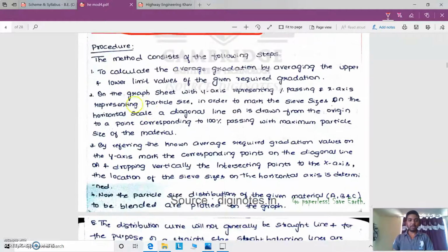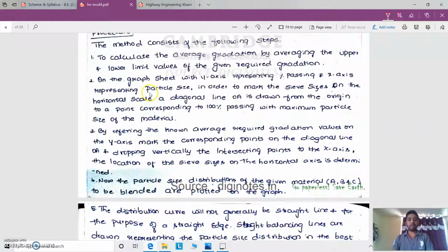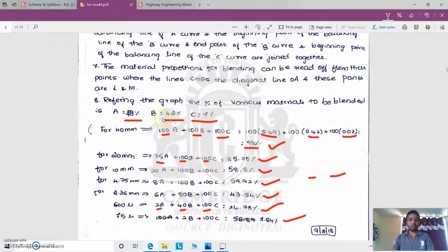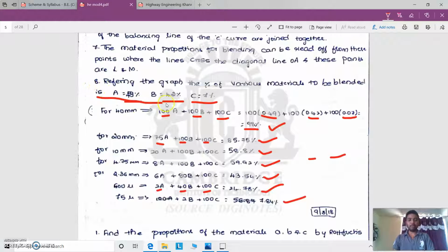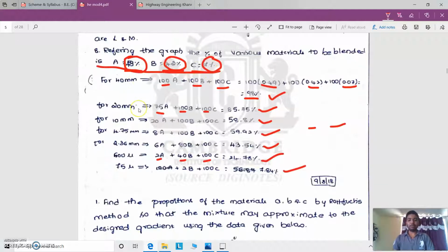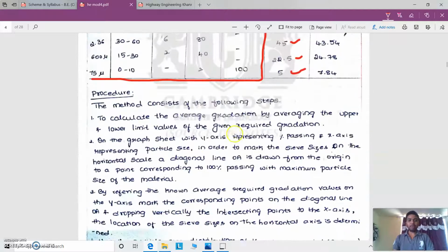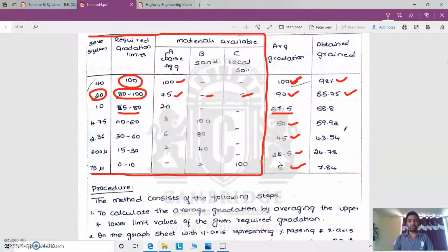And the procedure is given here. If they have not asked for problems, in that case you will be asked to write the procedure. In that case you can write this procedure for the Rothfutch method up to here. You can consider example values when writing the percentage passings and then proceed with the procedure. This is how we get the percentage of materials by using the Rothfutch method.